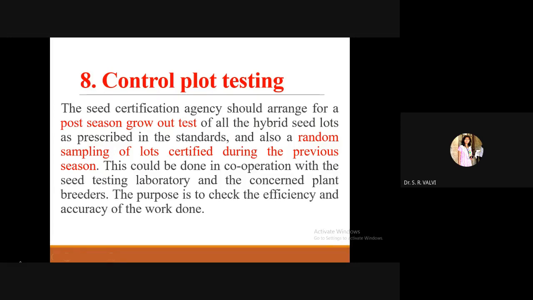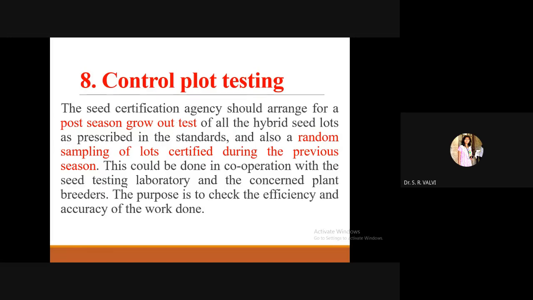So here, control plot testing is nothing but what? You have to arrange the post season grow out test of all hybrid seed lots as prescribed in the standards, and also a random sampling of lots certified during the previous season. So suppose you have grown any seed, then the post season grow out test, as well as the random sampling of the seeds of the previous lot, you have to do it.